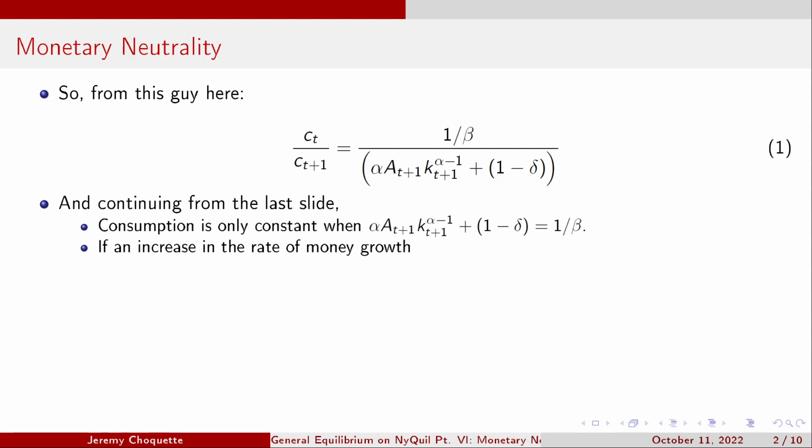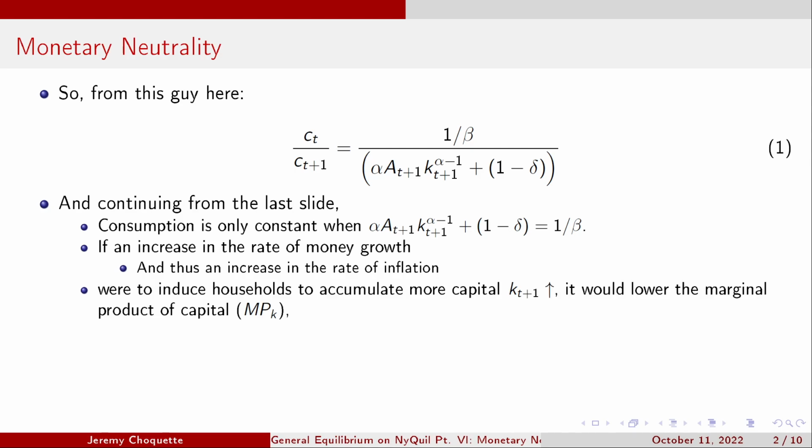And when you have that break-even point, you are going to have constant consumption, because if you save a dollar today, you get that dollar back plus a little bit more tomorrow. That break-even point says that consumption is going to be constant. It's neither growing nor declining. So if there's an increase in the growth rate of money, which would increase the rate of inflation, if that were to induce households to accumulate more capital, K_{t+1} would increase. It would lower the marginal product of capital, as I said before, and we would have a situation where we are now more impatient than the market is able to compensate us for saving an additional dollar today.